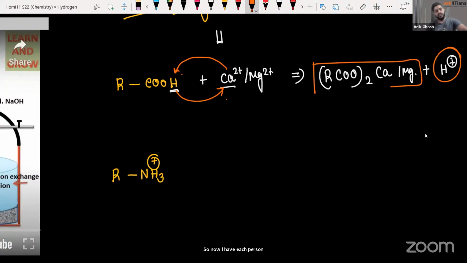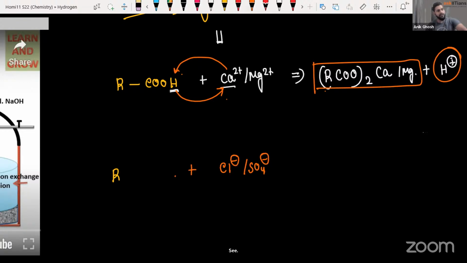In the anion exchange resin, what happens? Let's say you have seen, guys, that there are sulfate, chloride, and these kinds of salts of calcium and magnesium, right? So you have, let's say, chloride or sulfates. What would they do? See, the compound in the anion exchange resin was RNH3 plus, NH3 plus. What would the Cl minus and SO4 2 minus do?